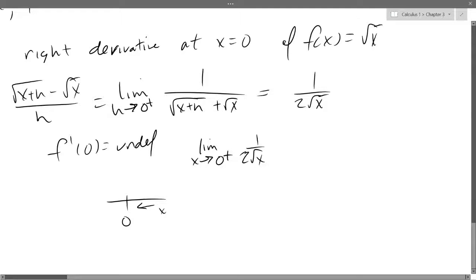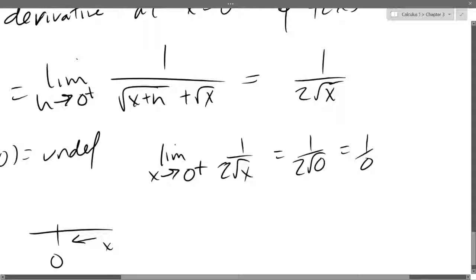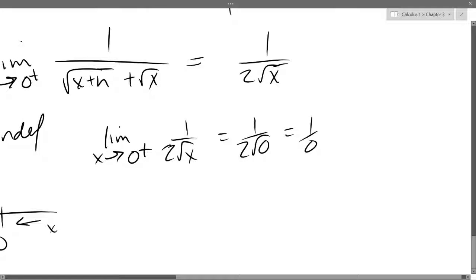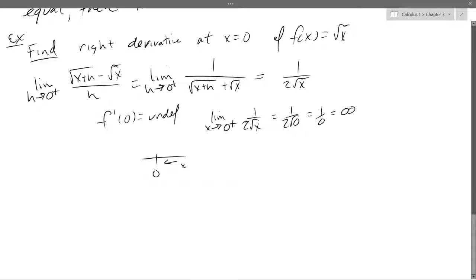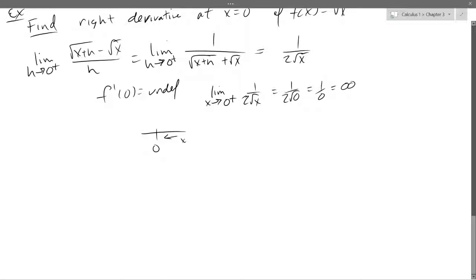I could have done it with the definition of derivative by plugging in a 0 for x. So I could have plugged in x equals 0 at the very start and had limit h approaches 0 from the positive side of square root of 0 plus h minus square root of 0, divided by h. So why is this okay to do? The question is, am I dividing by 0? The answer is no, I'm dividing by h. There are zeros, but they're in the numerator.